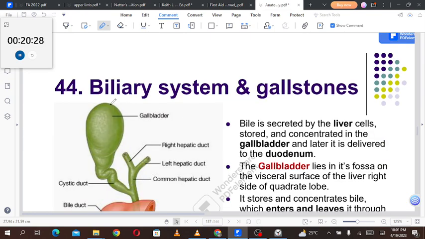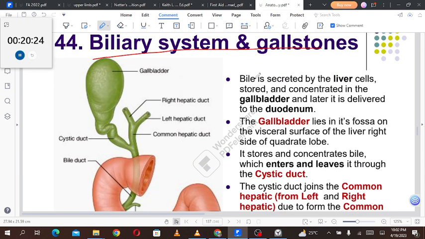So moving forward, we have the biliary system. Point number 44 is about the biliary system and the gallstones. The bile is secreted by the liver cells, stored and concentrated in the gallbladder, and later it is delivered to the duodenum. So here we can see the gallbladder.